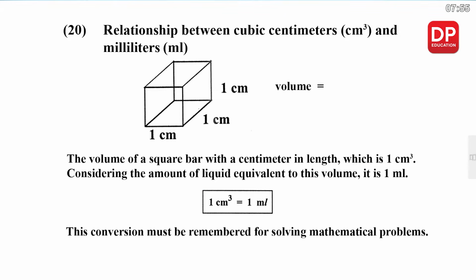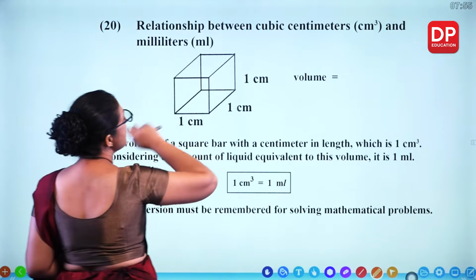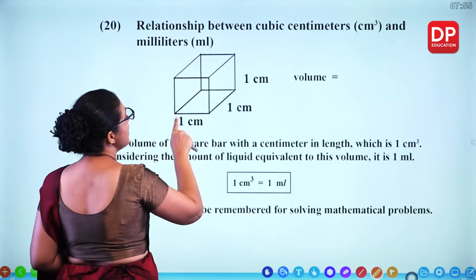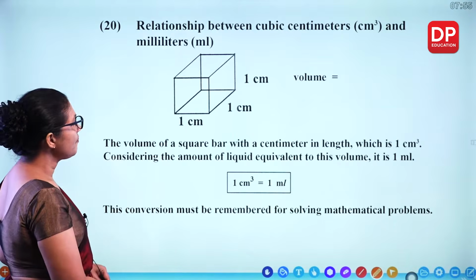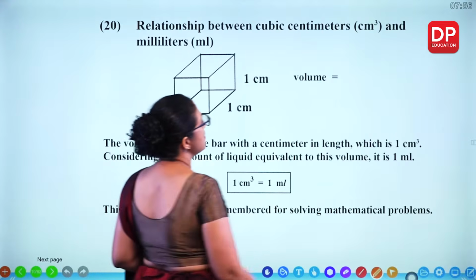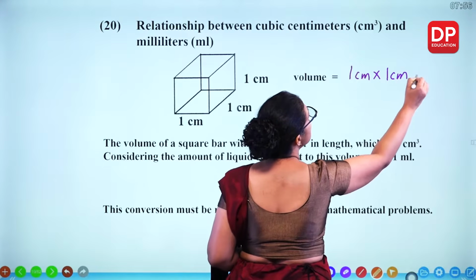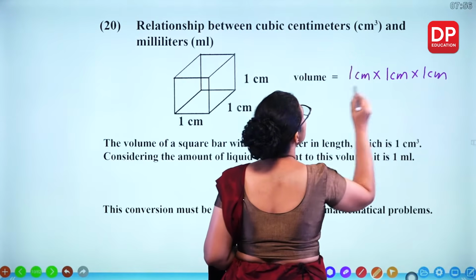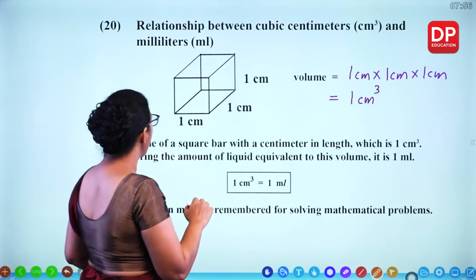Now we'll look at the relationship between cubic centimeters and milliliters. What does 1 cubic centimeter mean? A cube with length, width and height of 1 centimeter. That's the volume of 1 cubic centimeter: 1 centimeter times 1 centimeter times 1 centimeter. We can say that's 1 cubic centimeter.